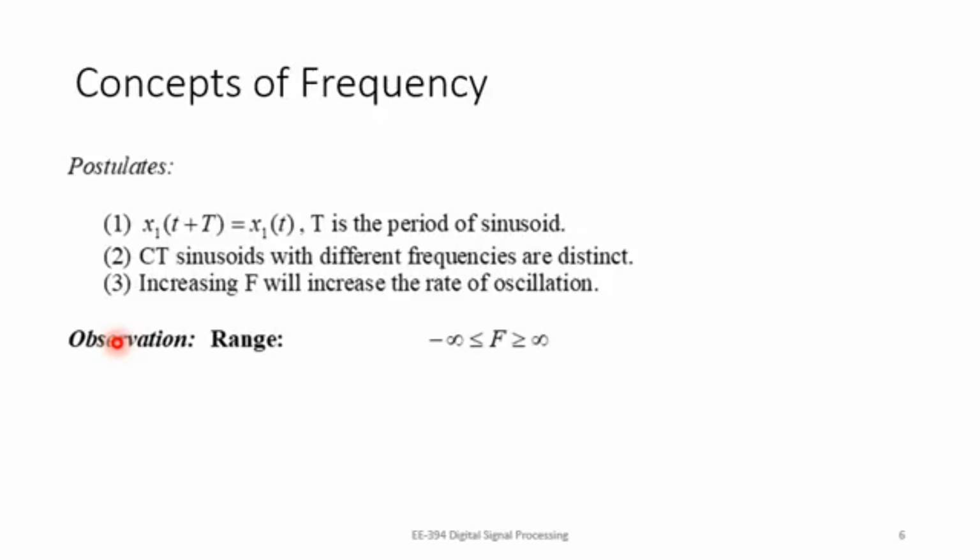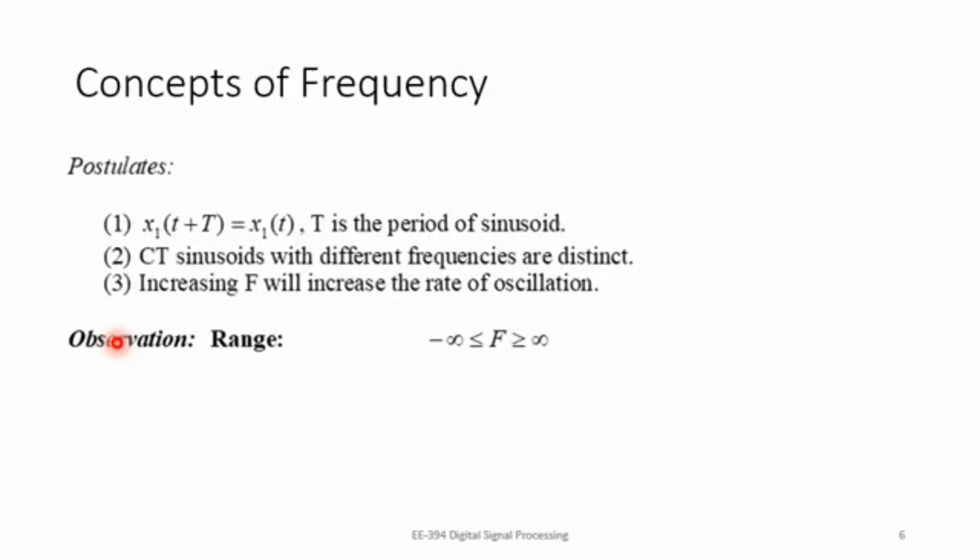This never happens. So looking at postulate 2 and postulate 3, postulate 2 says that all continuous time sinusoids with different frequencies form distinct waveforms, and postulate 3 says that as we increase the frequency, the rate of oscillation for the signal increases. Combining that makes us realize that the allowable frequency range when we are working in the continuous time domain is infinity, basically 0 to infinity.